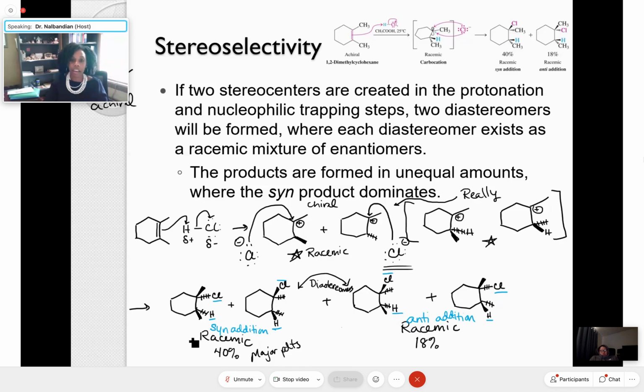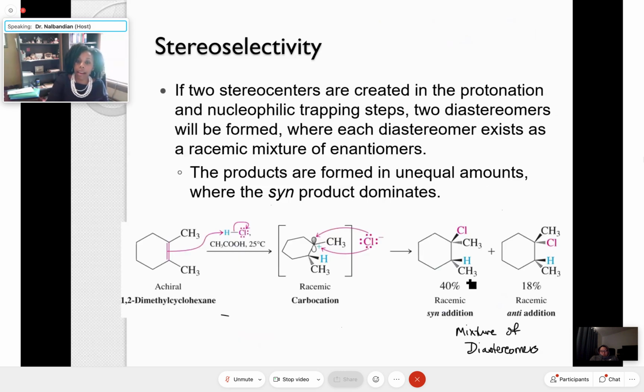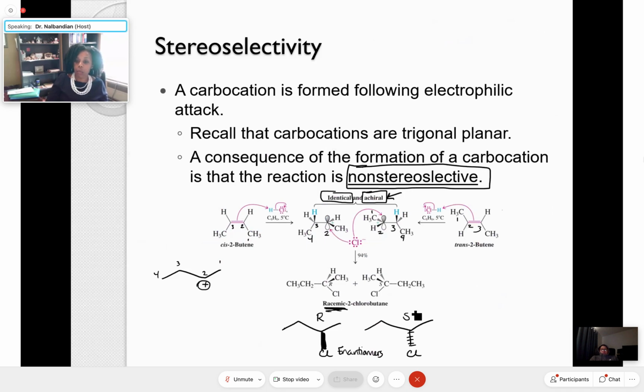The syn addition is favored because we allow for the chloride to come in on the same face as the hydrogen versus the chloride having to come in on the same face as the methyl, the larger methyl atom. So we end up with a higher yield of our syn addition versus the anti-addition, but because our intermediate is chiral, we end up with a mixture of diastereomers. Going back, when we had an achiral intermediate, we ended up with a racemic mixture. So really a one-to-one mixture, optically inactive product, right? A one-to-one mixture of just these two enantiomers.